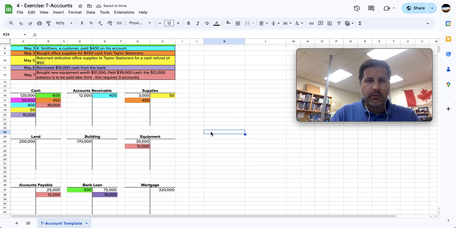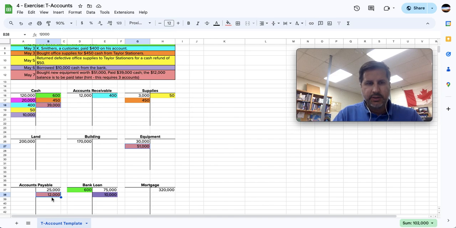Okay, so watch how this one equals out. I debited $51,000 in equipment. That's awesome. I credited 39 plus 12, which equals 51. 39 in cash, 12 in accounts payable. My cash went down, but my payables went up.